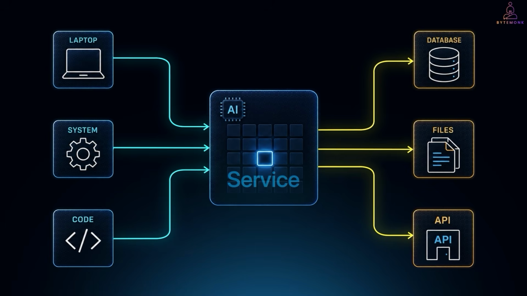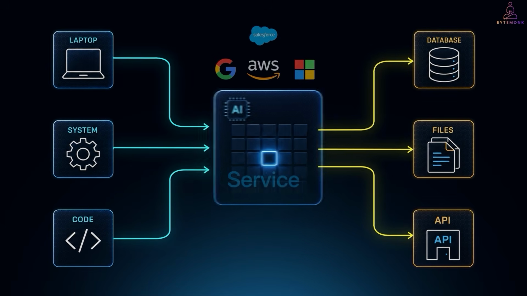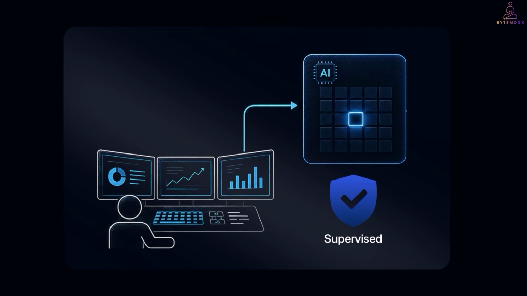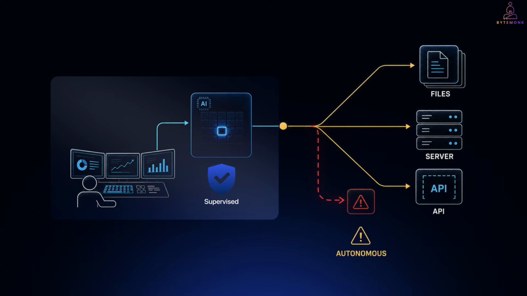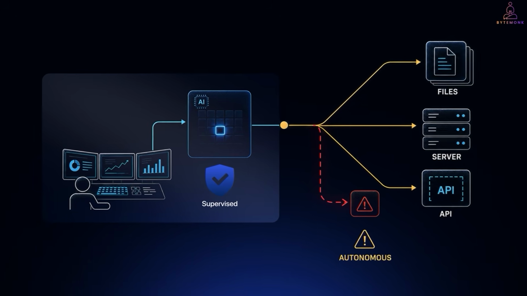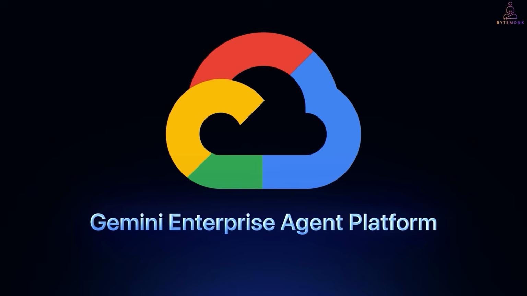That is a much harder problem, and it's the one every major cloud provider is racing to solve right now. Google, AWS, Microsoft, Salesforce, and others are all trying to crack it. Because building the agent is no longer the hardest part. The hard part is trusting it, giving that agent real access without letting it break something important. That is what I wanted to test using Google Cloud's Gemini Enterprise Agent Platform.